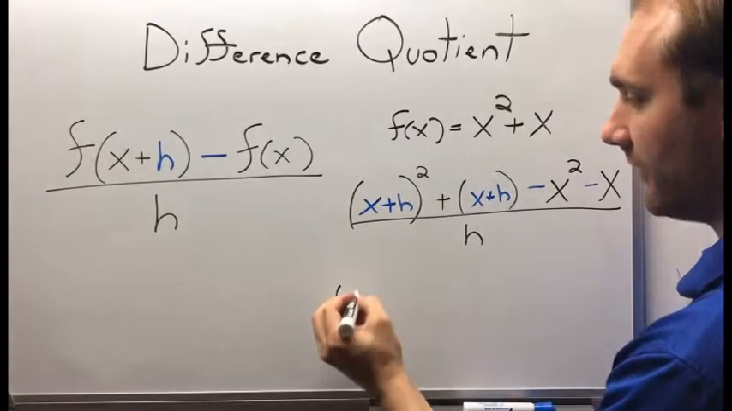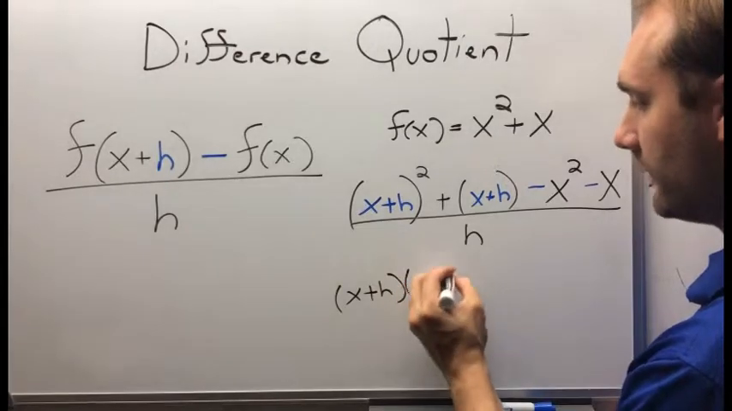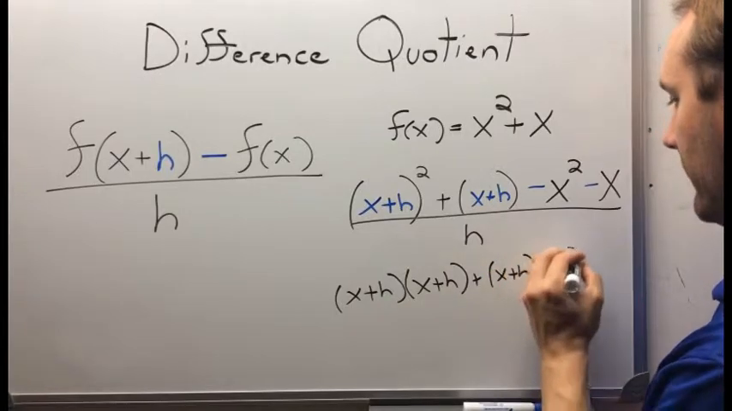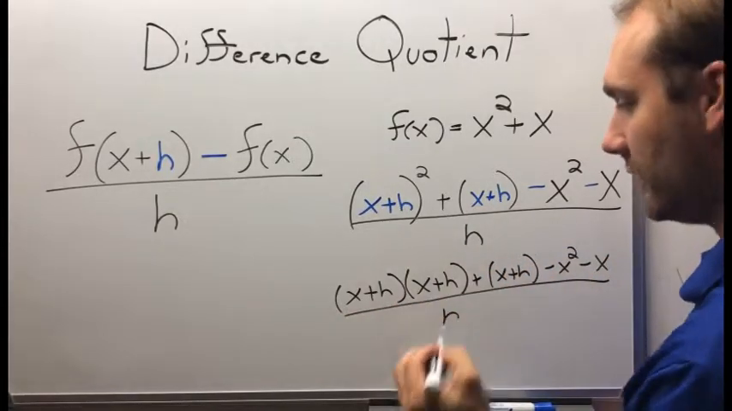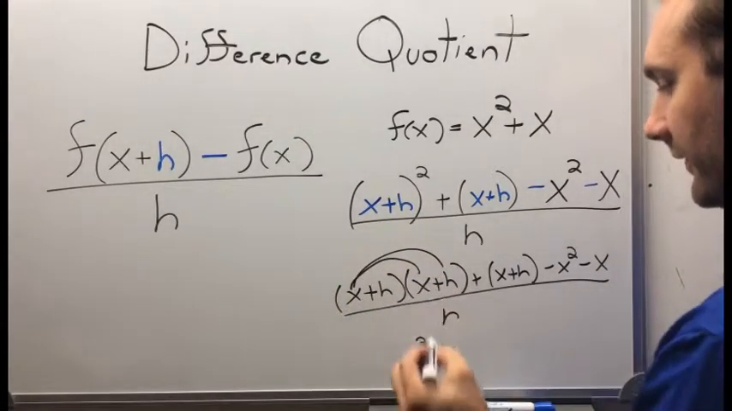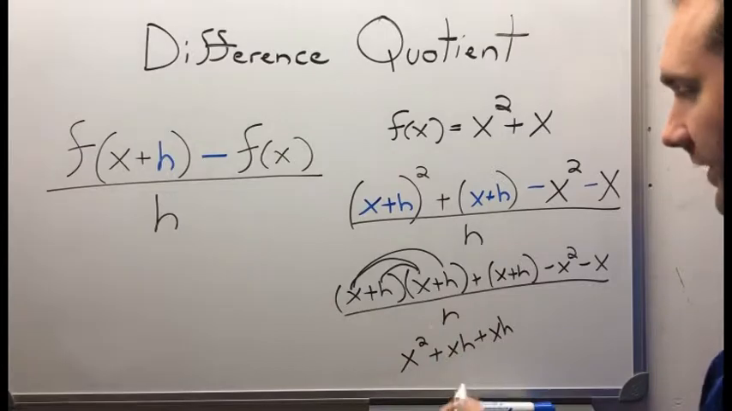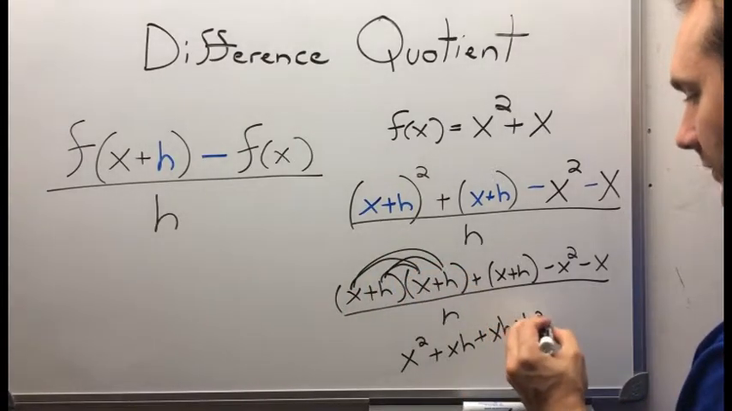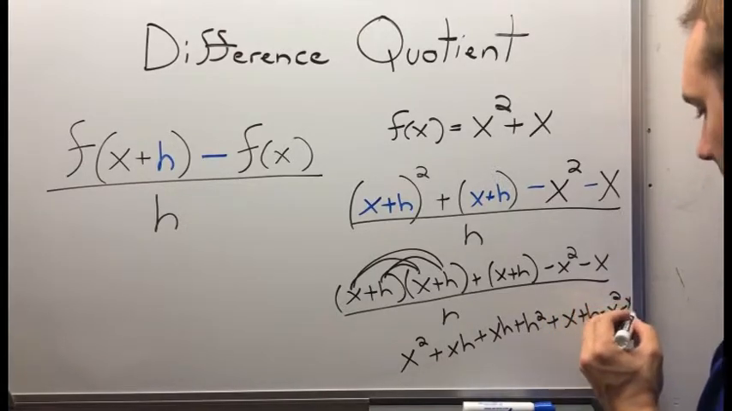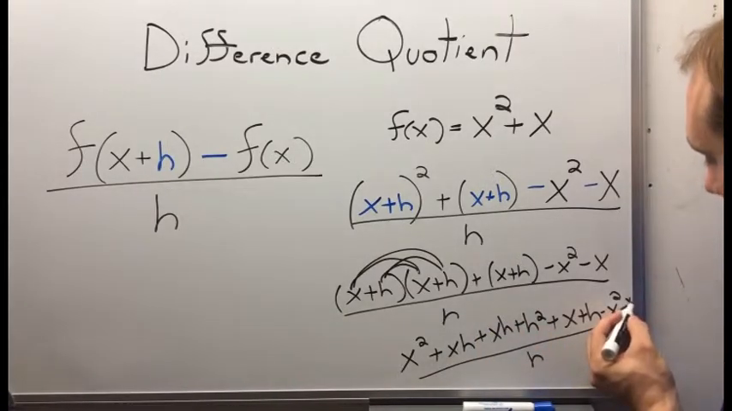So I have this squared, so let me write this out twice. x plus h, times x plus h, plus another x plus h, minus x squared, minus x, all over h. Looks like I have some distributing to do here. So x times x is x squared, x times h is xh, h times x is xh, and h times h is h squared, plus x plus h, minus x squared, minus x. Should have invested in a bigger board here. That should be an x.